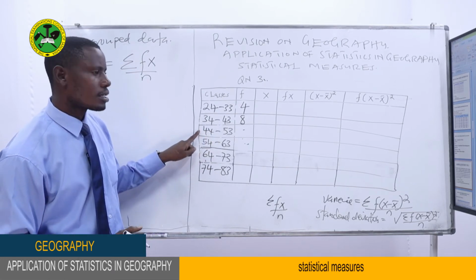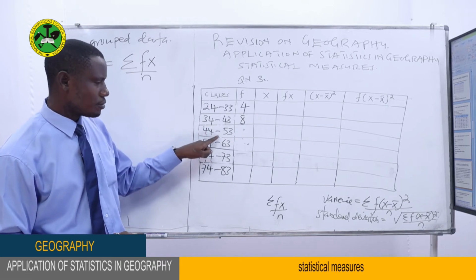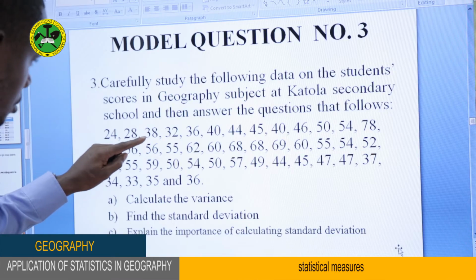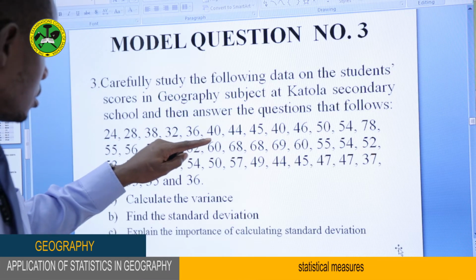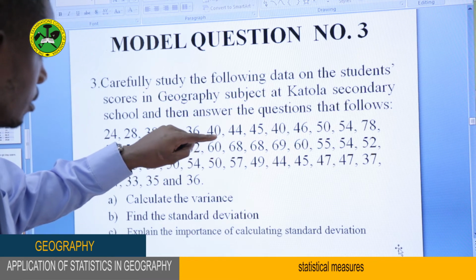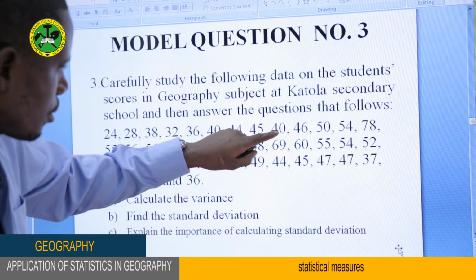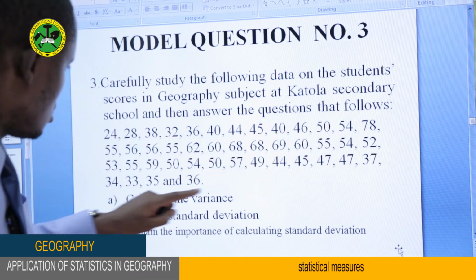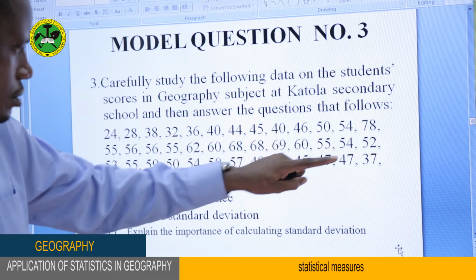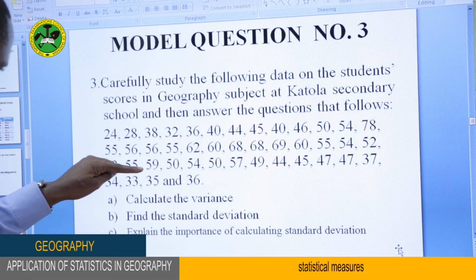Again, we go to the next class, that is from 44 to 53. This is number 1, 2, 3, 4, 5, 6, 7, 8.